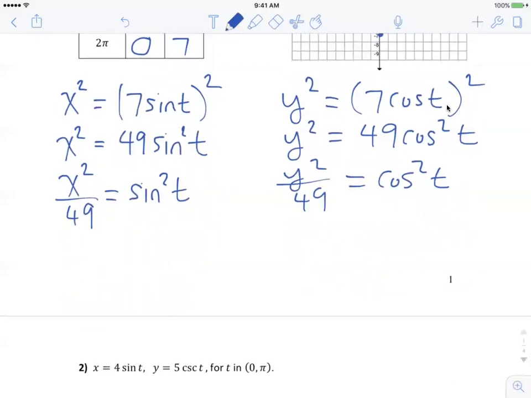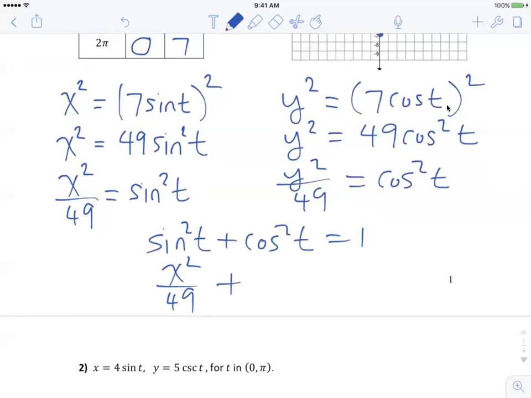Okay. Now, how am I going to combine these? Well, I have an identity. Let's use our trigonometric identity, my favorite one. I don't know if it's my favorite, but for this problem it is. Sine squared plus cosine squared is 1. I know that's a fact. Now I'm going to replace sine squared with the rectangular version in this problem, x squared over 49.